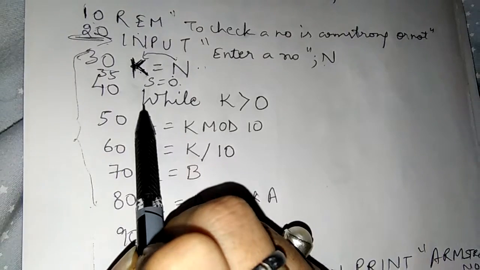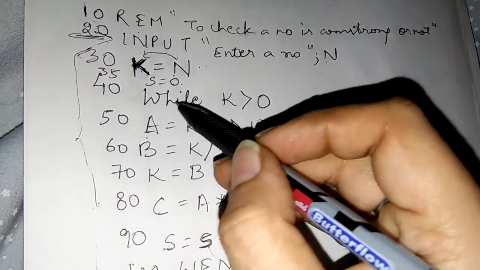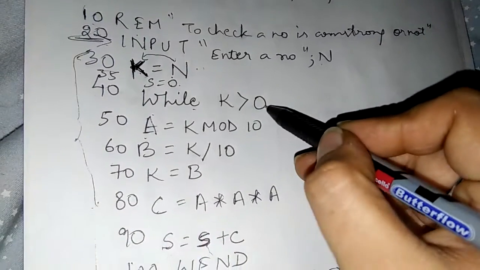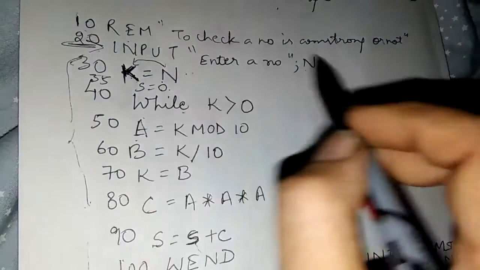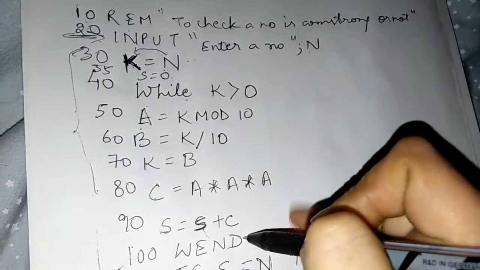Then the loop will continue in the for statement. The loop will continue while k is greater than 0. Until and unless the value of k remains more than 0, the loop will continue.